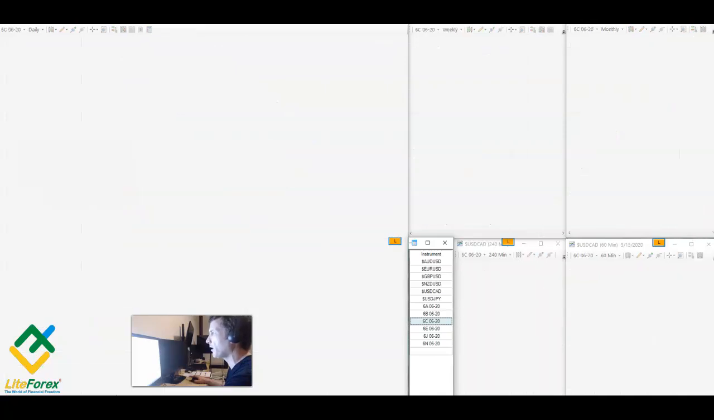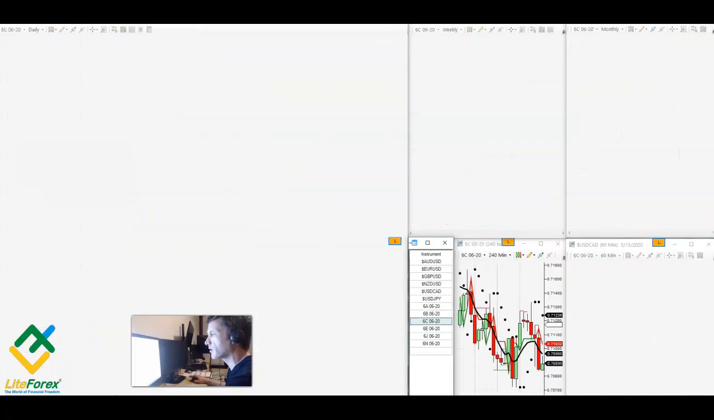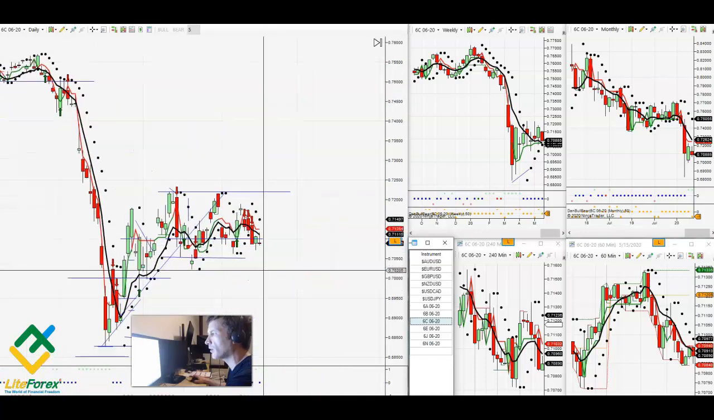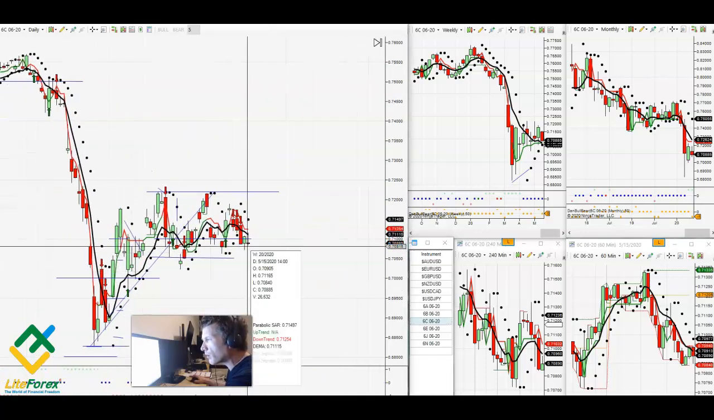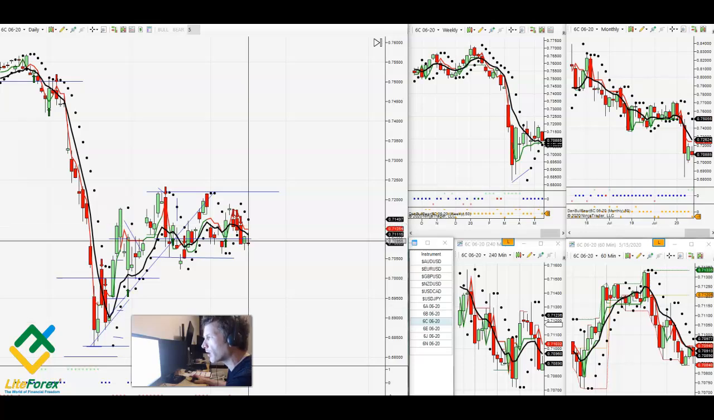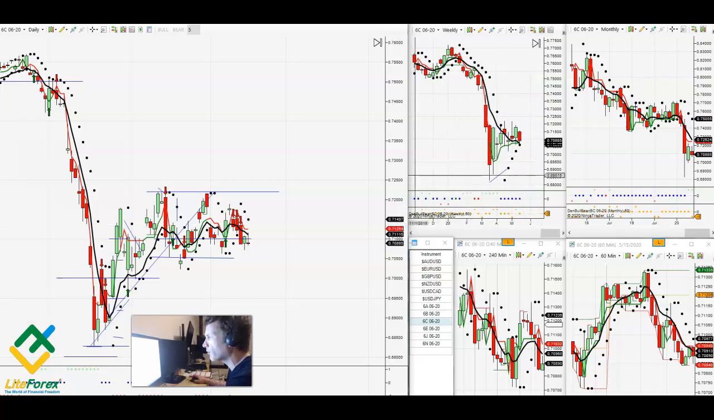Let's see what the Canadian dollar is doing. It's going to be looking to go the other way. Yeah, so the Canadian dollar is a very bearish candle, long upper wick. It is setting up to come down. It is looking more bearish.